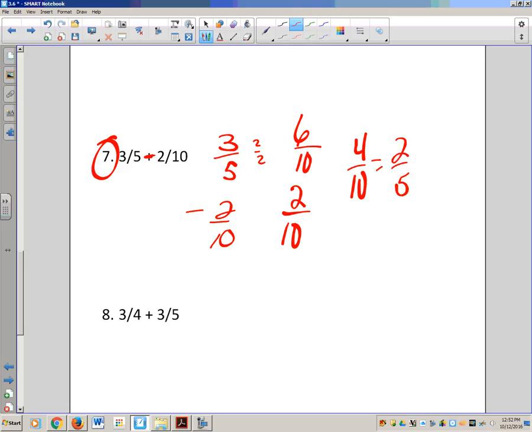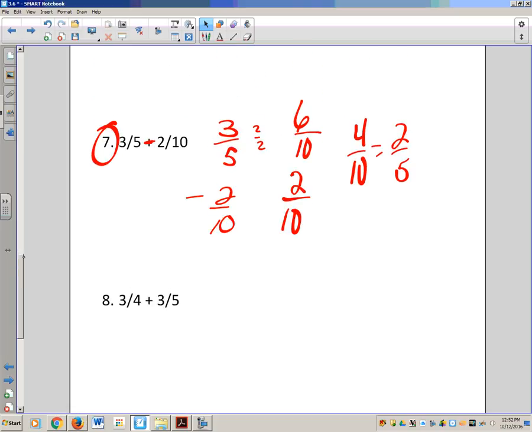That is all that is in this section. It's just adding and subtracting fractions. Change your denominators, don't forget to reduce. Work on the practice packet once you are finished with this video. Good job.